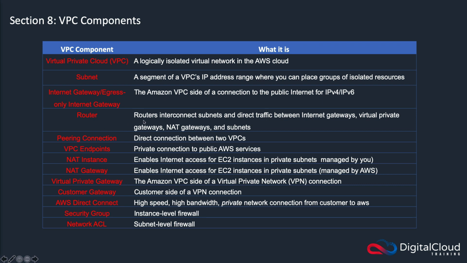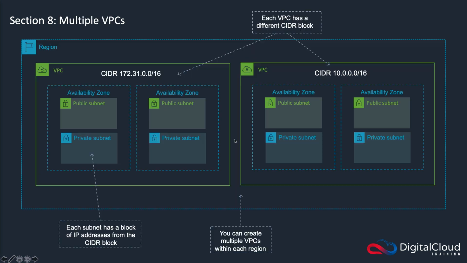So that's the one that routes data between all of your EC2 instances within your VPC. A peering connection is a direct connection between two VPCs. So you can create a direct connection between these two VPCs, which means that they can send data directly between each other. So if you had an EC2 instance here and one here, you can send data between the two directly.